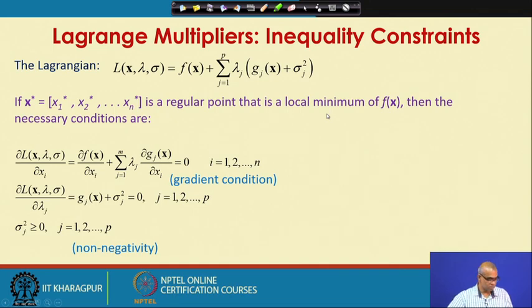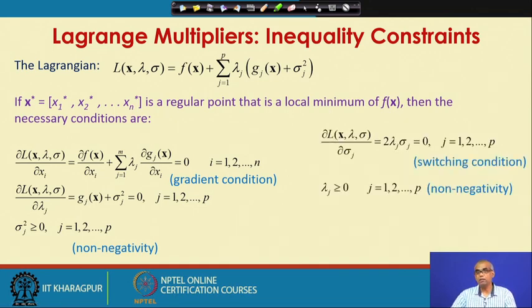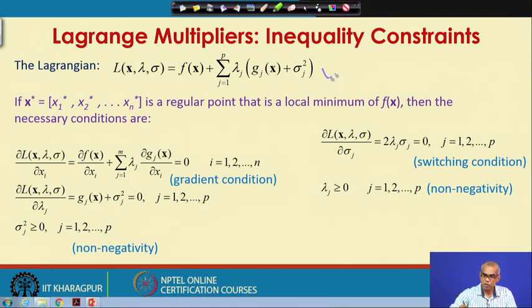So, apart from these, you also have to take the derivative of the Lagrangian with respect to the slack variables sigma. If you do that, note here you will get del L del sigma j equal to 2 lambda j sigma j equal to 0. This is known as the switching condition. Note here either lambda j will be equal to 0 or sigma j will be equal to 0.